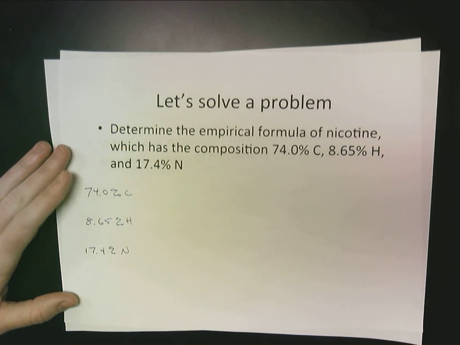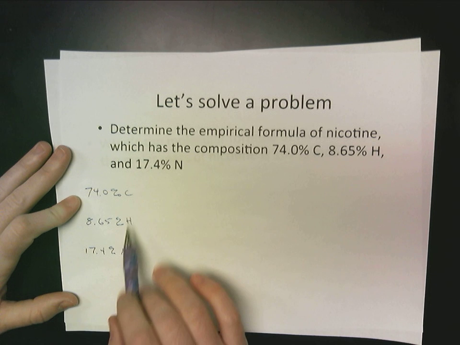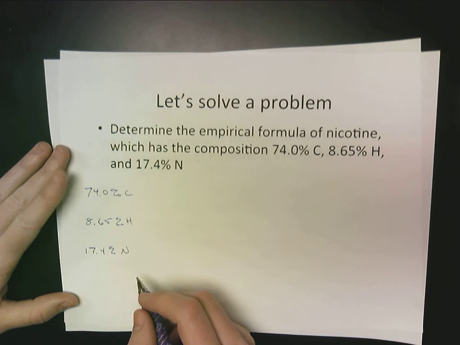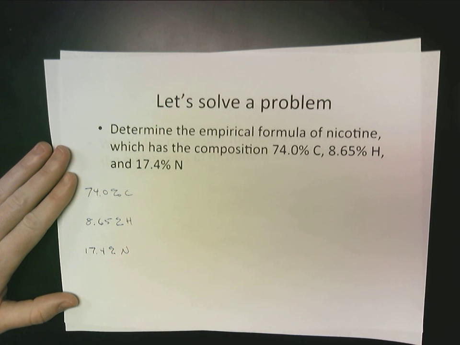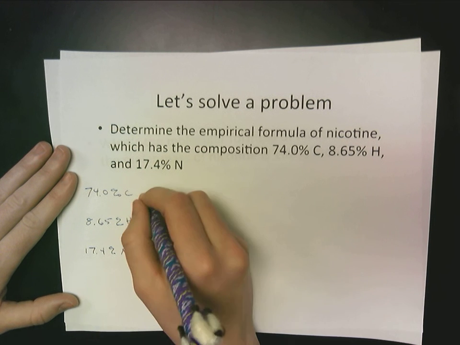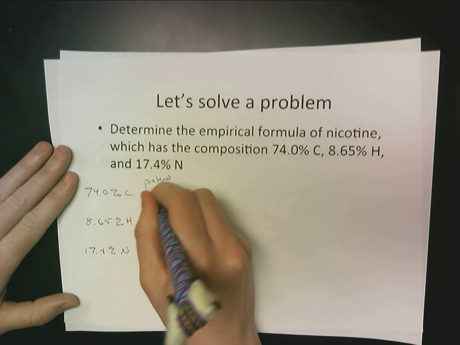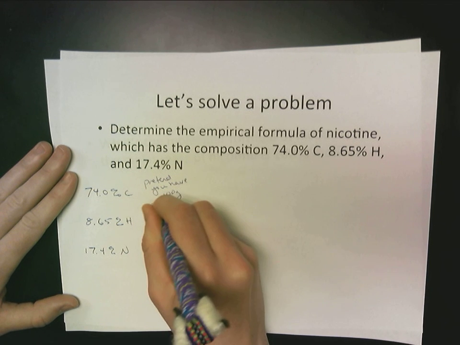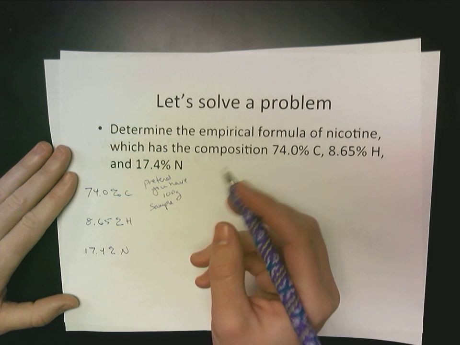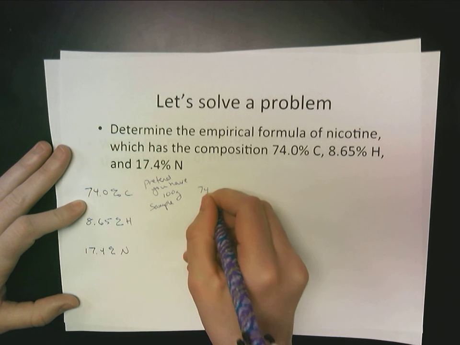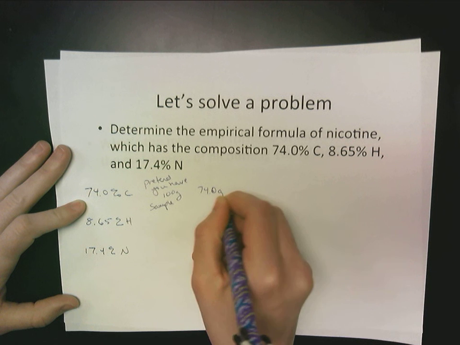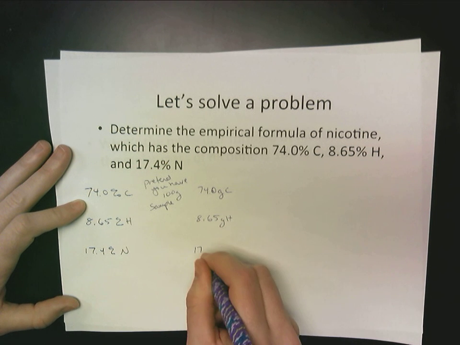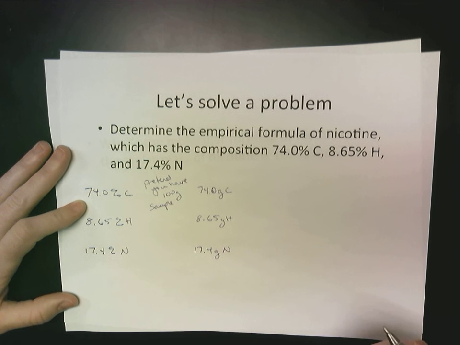Okay. First things first, when you have percents, you need to get a mass amount. Okay, and that mass amount you can get in any way you want. You can pretend you have a 1 gram sample, you can pretend you have a 5 gram sample. I think it's easiest to pretend you have a 100 gram sample. Why? Because when you do that, that means you actually have 74.0 grams of carbon, 8.65 grams of hydrogen, and 17.4 grams of nitrogen.